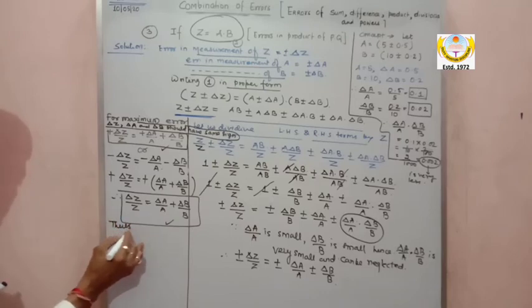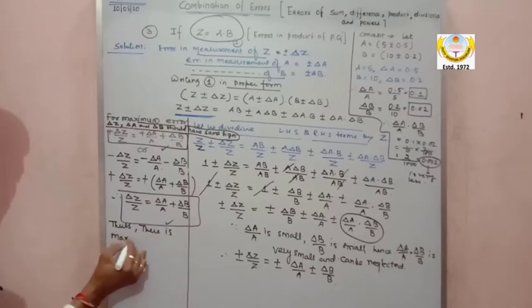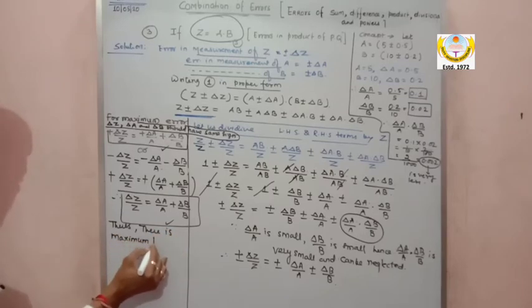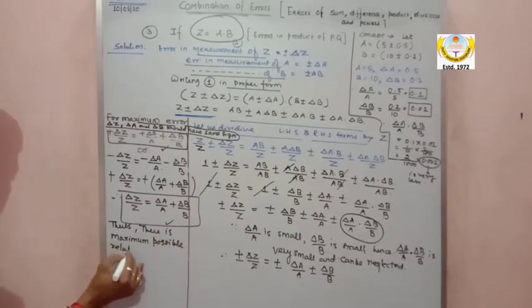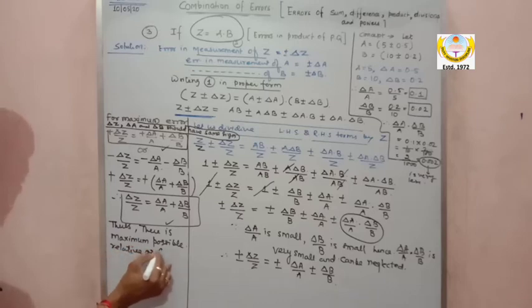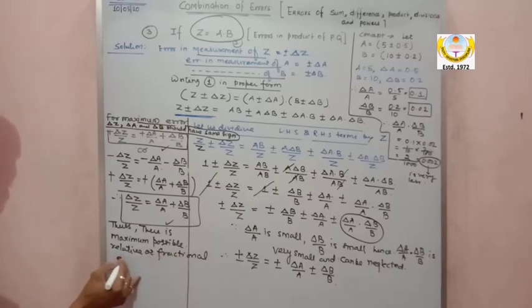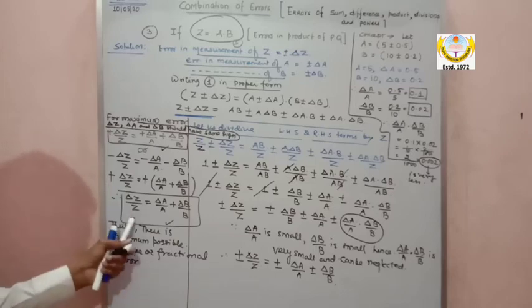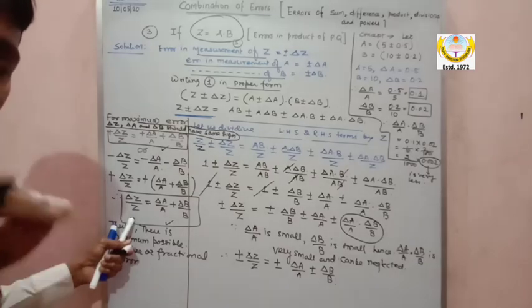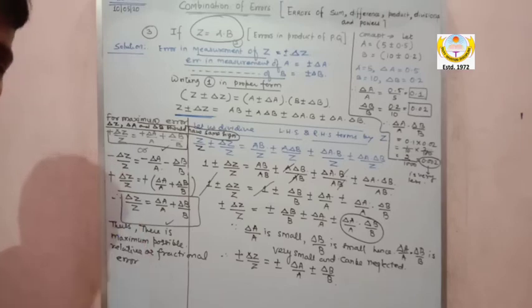Thus, there is a maximum possible relative or fractional error. How did I come to know? Here is the concept of relative error. It is error divided by true value. And this is the definition of relative or fractional error. It is a ratio of the mean absolute error divided by the true value.